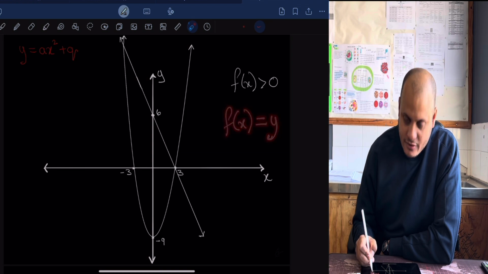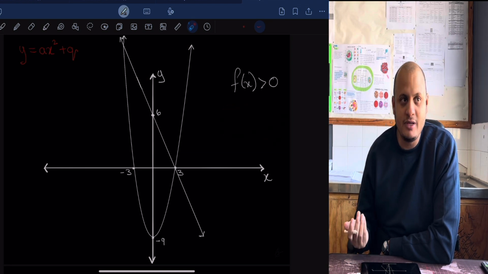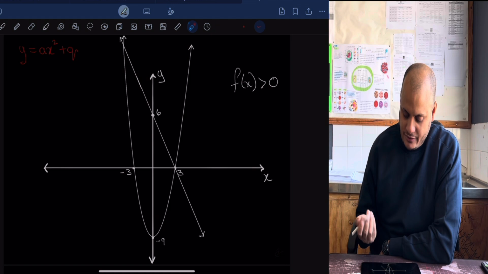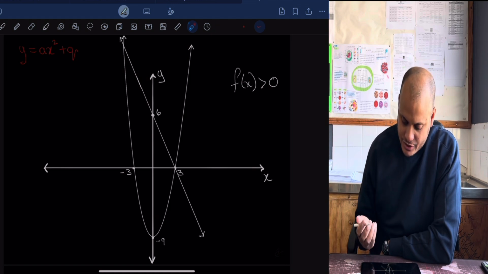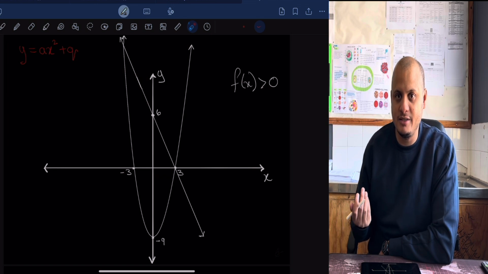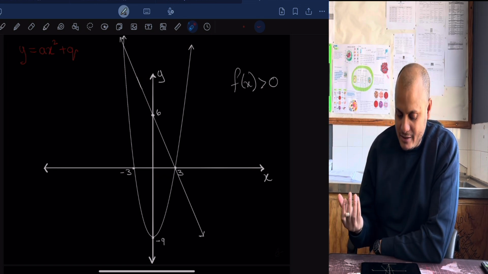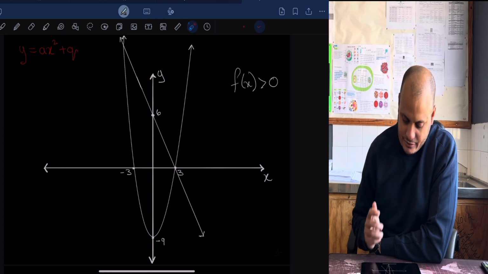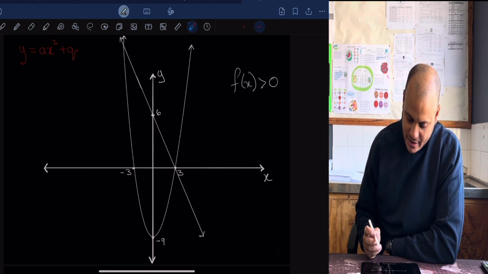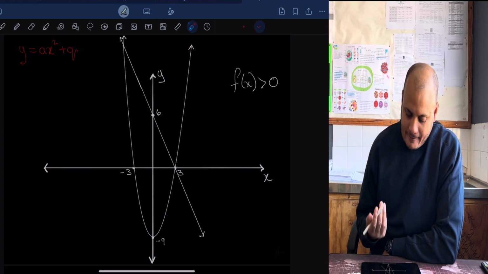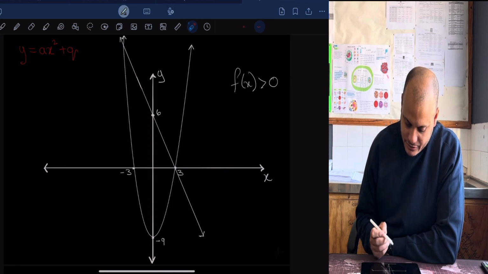So f of x is the corresponding y value for a particular x value. If you think of functions and relationships, if I have some kind of input value x, f of x is the number that results from the x value, the dependent variable. If you think back to all those concepts, f of x is in fact y. That is what we need to remember here.